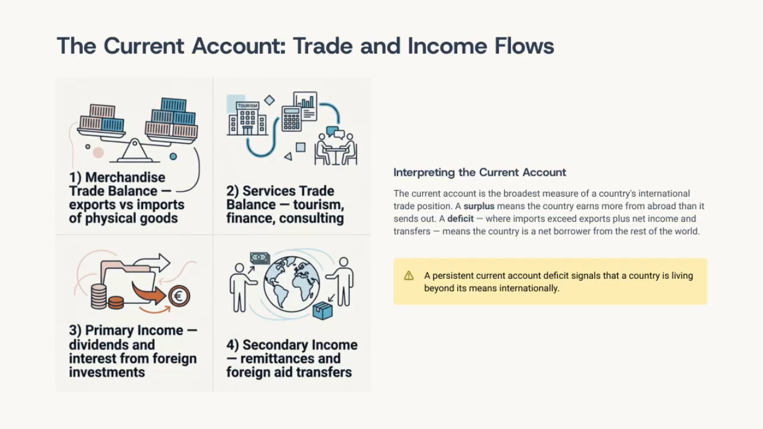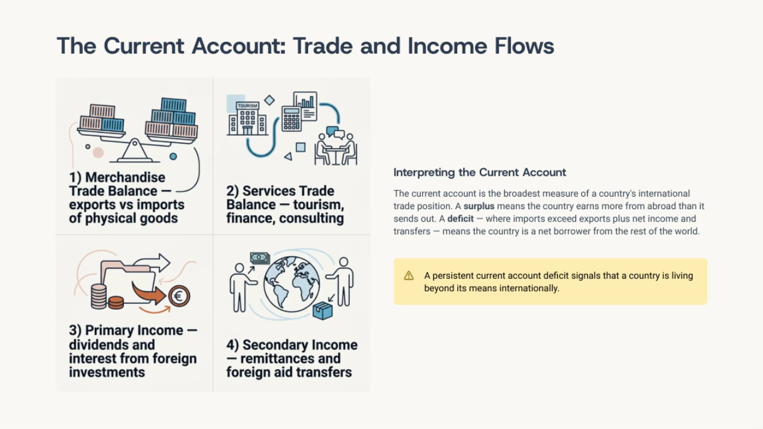A persistent current account deficit signals that a country is living beyond its means internationally. Essentially, it means the country is spending more on foreign goods, services, and income payments than it is earning from its exports. The current account is the broadest measure of a country's international trade position. It includes not just trade in goods and services, but also income flows and transfers. When a country has a surplus, it earns more from abroad than it spends, meaning it's a net lender to the rest of the world. Conversely, a deficit indicates the country is a net borrower, importing more than it exports plus income and transfers received.